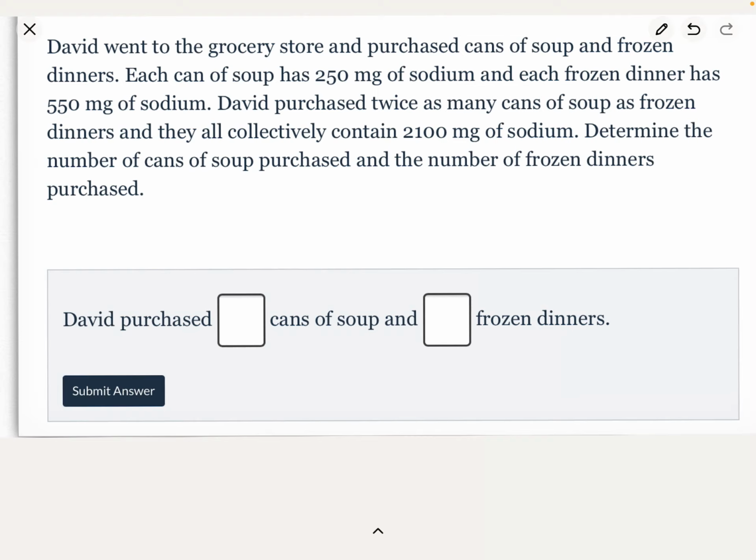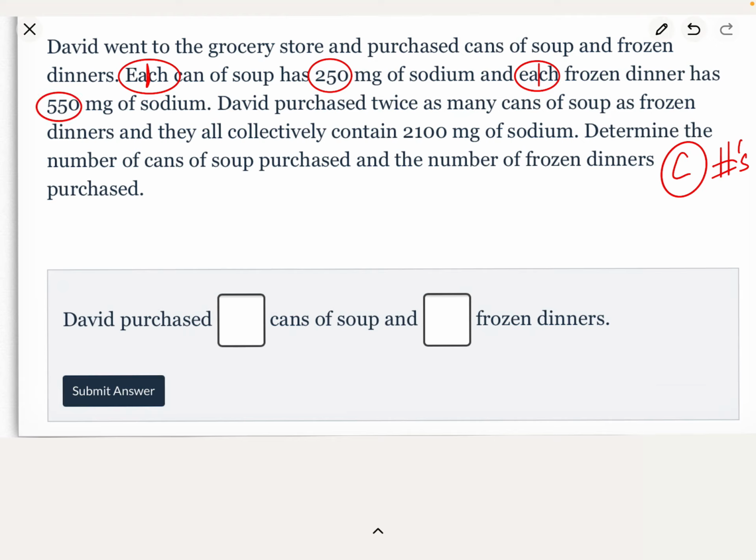All right, so the very first thing that we need to do is circle all of the numbers. Also remember, whenever you see the word each, that implies the number one. So there's one can of soup. Each can of soup, one can, has 250 milligrams. So we're going to circle 250, and then we're going to circle the each here. That means one frozen dinner has 550 milligrams of sodium.